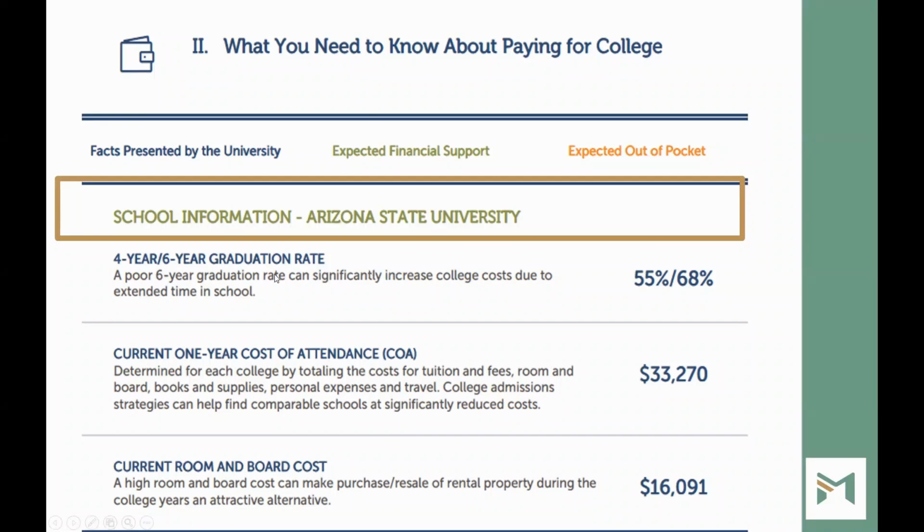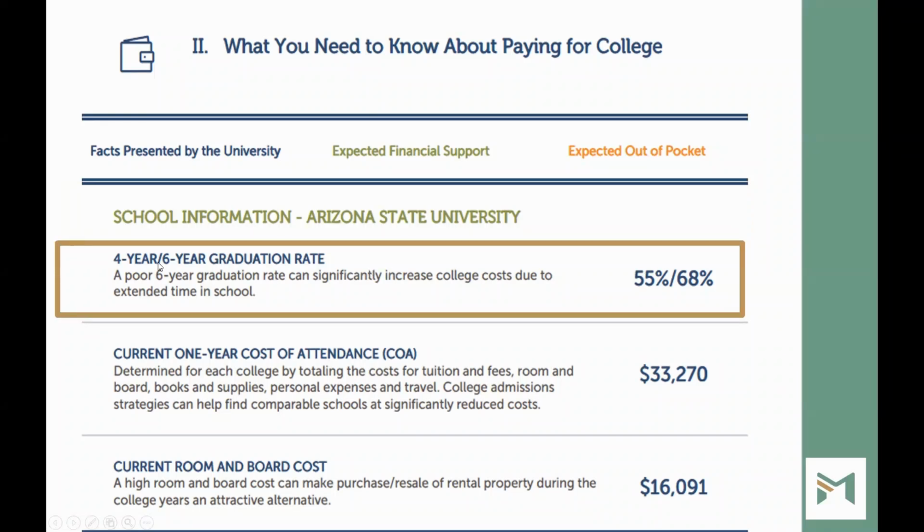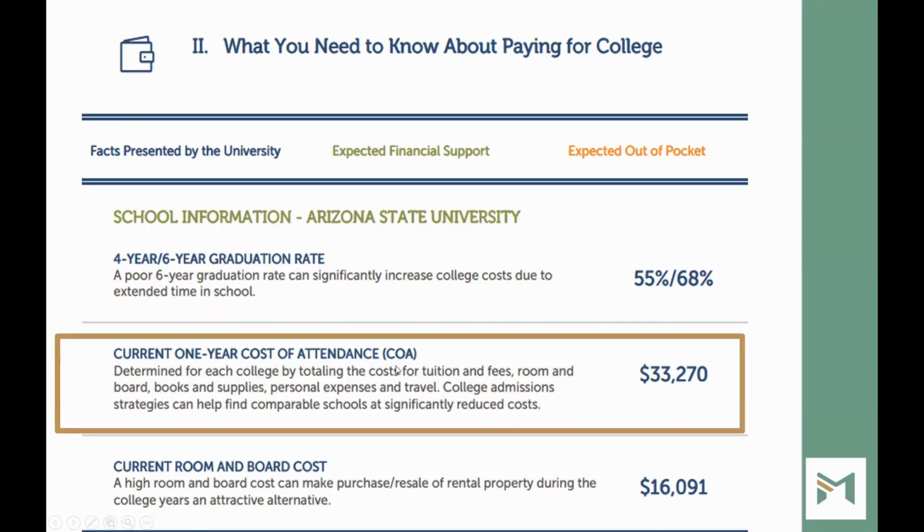Now, at ASU, they have a very low graduation rate. This is important to know for your student school of choice. How quickly can they graduate your student? Because the cost of college is required to actually get a diploma. Cost of attendance. This is the sticker price. Every school has one. College is more than just tuition. It's books, room and board, transportation, fees, etc.